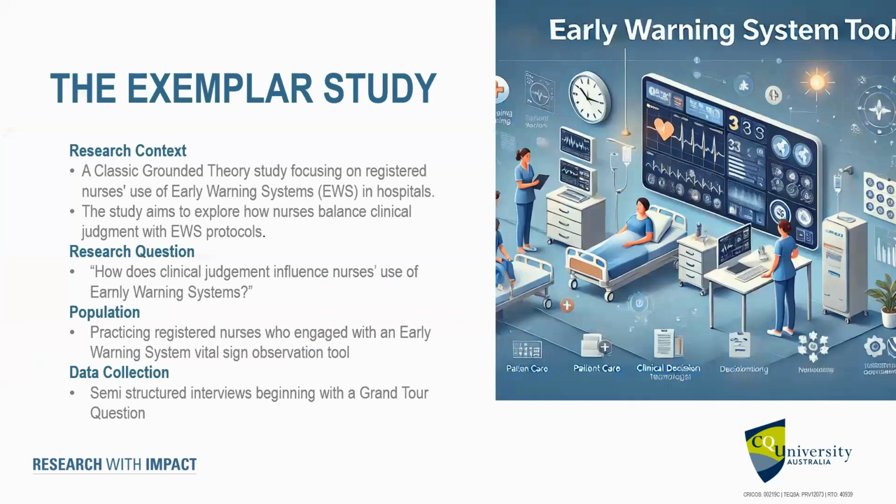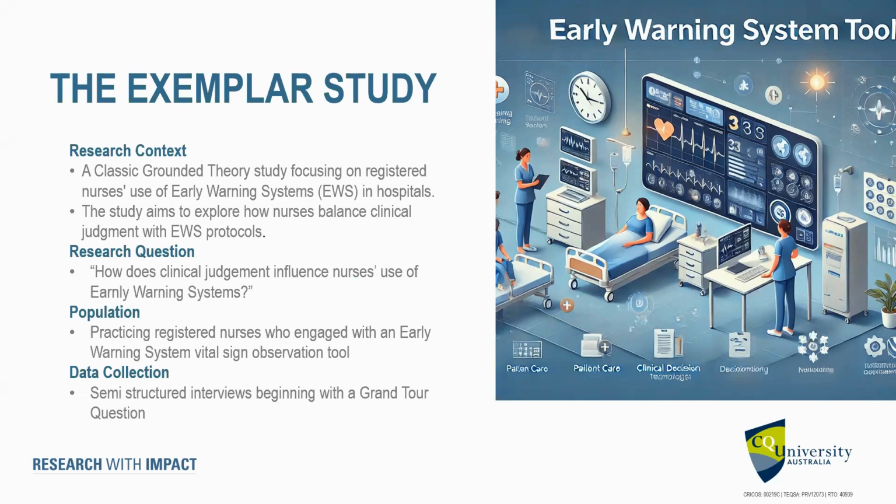I'll take a little time now to share some information about the study we used as the exemplar for this paper. The research context was a classic grounded theory study focusing on registered nurses' use of early warning systems in hospitals. The study aimed to explore how nurses balanced their clinical judgment while following early warning system protocols. This study was the work of a PhD student, Justine Connor, who has, of course, given us permission to use her information and is also the first author on this published paper.